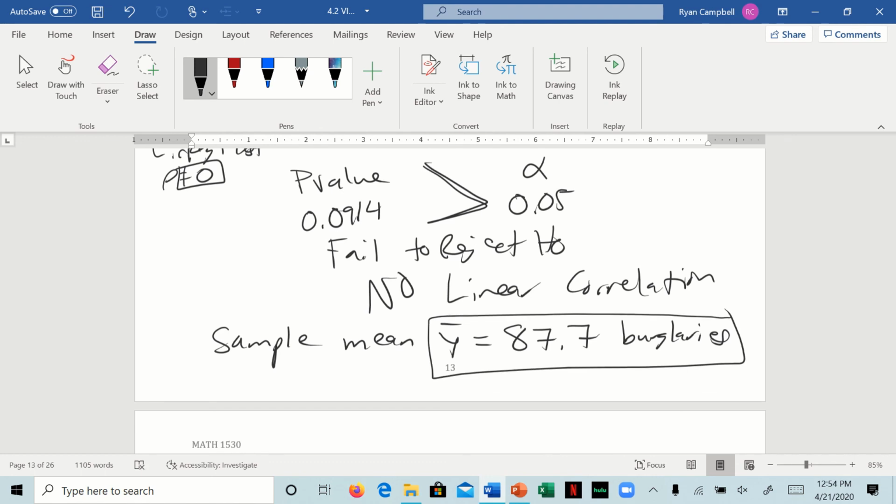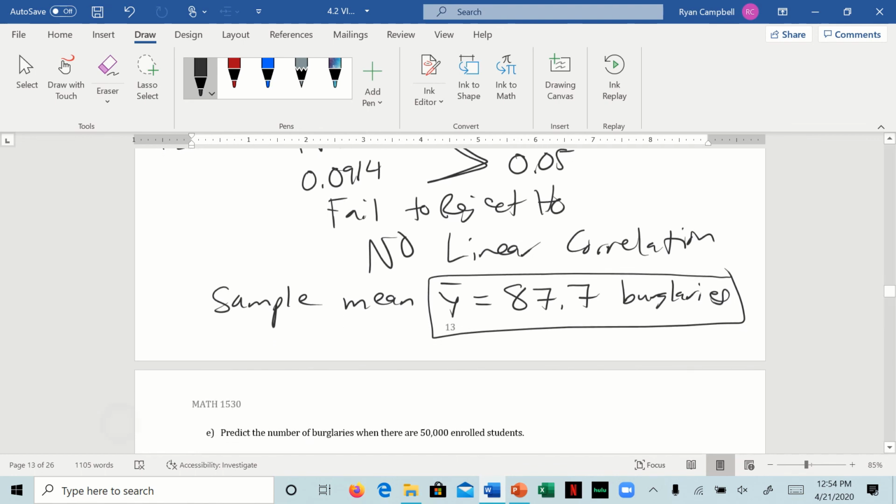So if there's 25,000 students enrolled, we would expect about 87.7 burglaries.